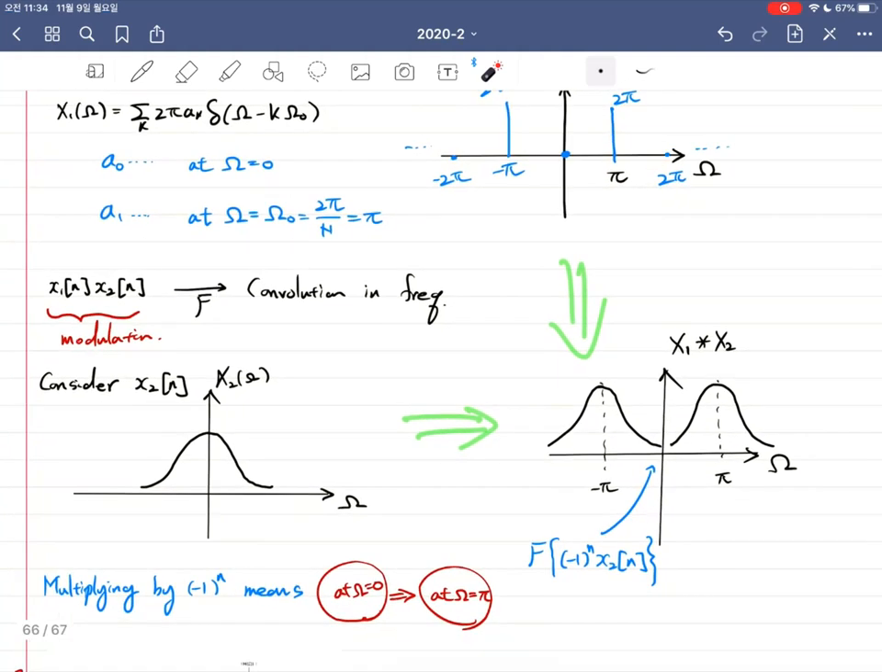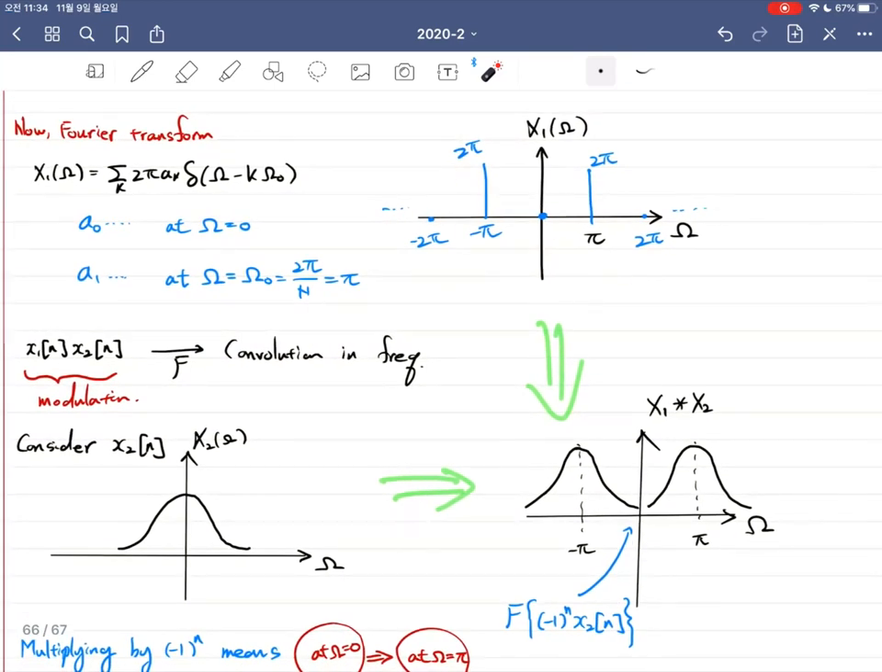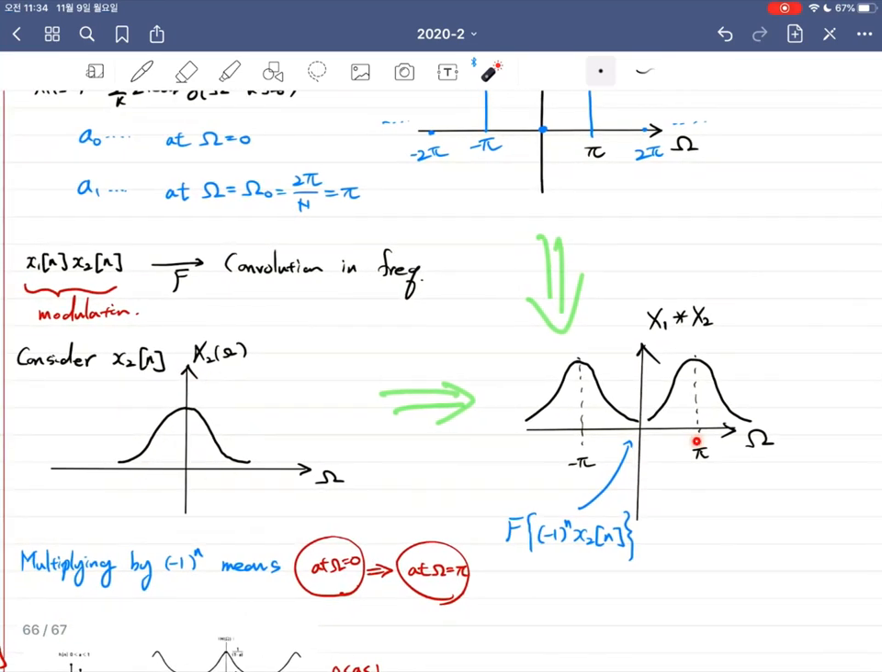If you try to compute this x1, which is (-1)^n, and x2, which is just a general input function, then with the Fourier transform you will have to do this convolution in the frequency domain. The convolution between a general signal and a shifted impulse results in the shifting of x2 onto the place where the impulse function is located.